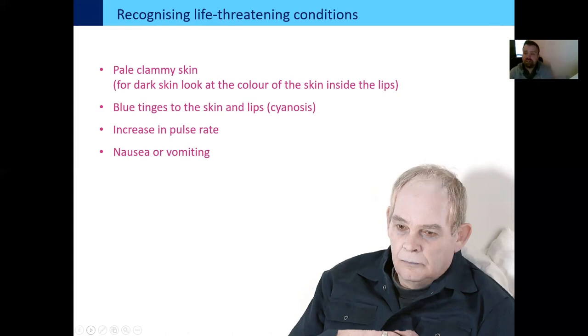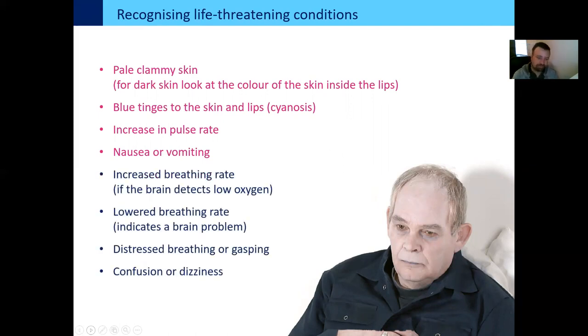Signs of life-threatening conditions: pale and clammy skin, blue tinge to the lips, and that's cyanosis. If you see cyanosis, we've got a problem, we need to deal with that straight away. Increase in the pulse rate. So again, checking the pulse, doing a visual pulse down by the thumb, or in the carotid, or alternatively, you may have your pulsometer that you pop on. And again, signs of nausea and vomiting. We know that nausea and vomiting is the body preparing to fight, so it shuts the organs down, and that's why we feel nausea and vomiting.